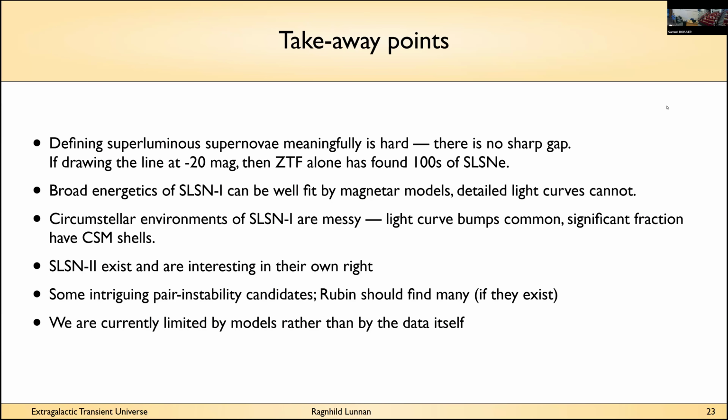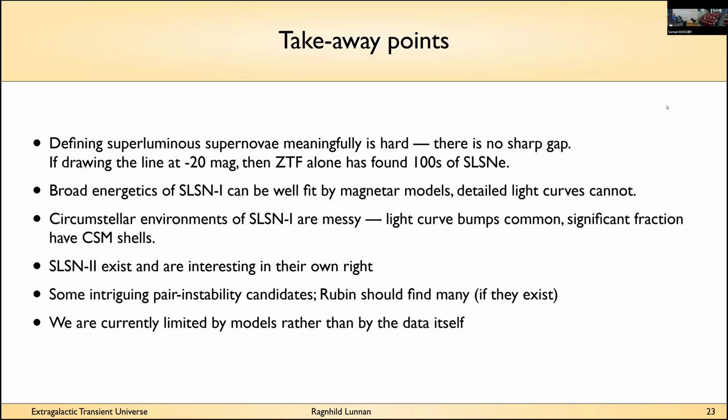And with that, I just want to leave you with a few takeaway points. First of all, I suspect this is true of many peculiar classes: arriving at a meaningful definition is hard. In this case, I think we've seen there's no sharp gap, but if we draw a line at -20 magnitude, then ZTF alone has found hundreds of superluminous supernovae.